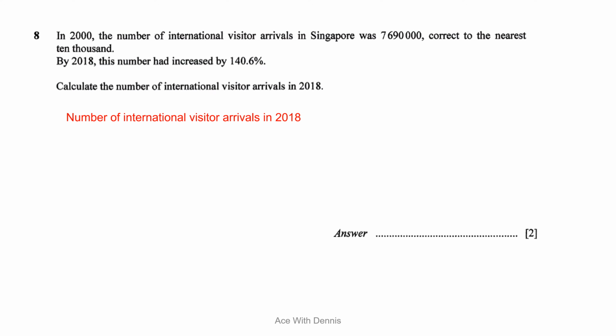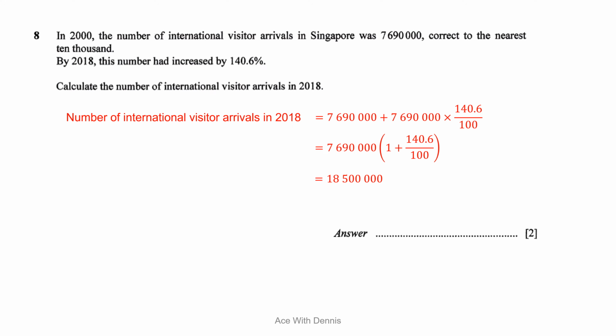So, the number of international visitor arrivals in 2018 will be 7,690,000 plus 7,690,000 times the increased percentage, which is 140.6 over 100, or factorize 7,690,000, which is then bracket 1 plus 140.6 over 100. Then we press the calculator, and we get 18,500,000, which has been rounded off to 3 significant figures. Hence, the answer is 18,500,000.